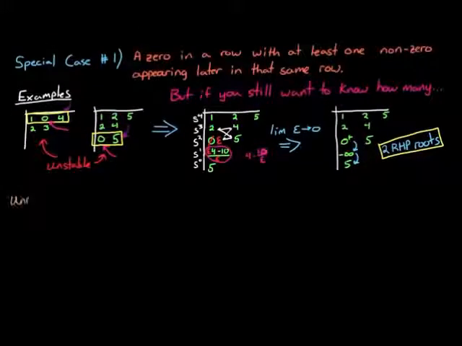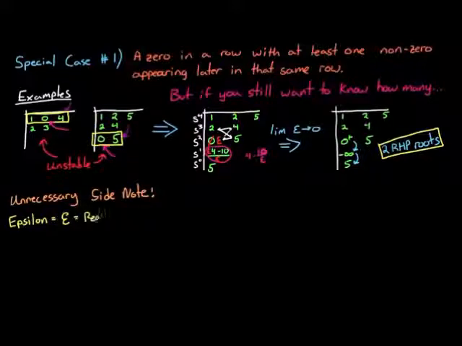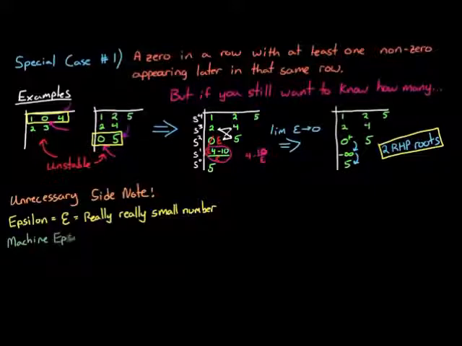Now if you don't mind, let me just quickly go into an unnecessary side note on why we use the Greek letter epsilon. In several branches of mathematics and computing, epsilon is used to represent an arbitrarily small number. So if you think of the smallest number you can, epsilon is even smaller. However, it is still greater than nothing.